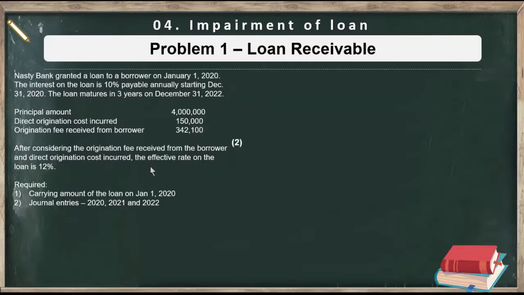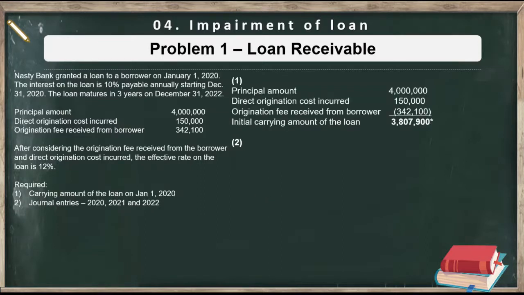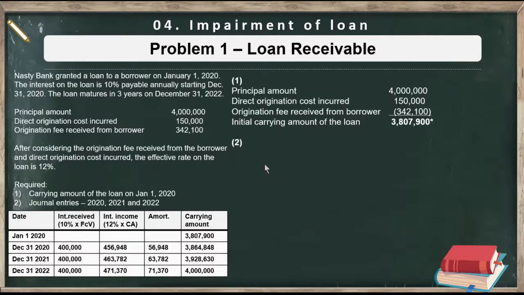After considering the origination fee, the effective rate is 12%. So the question for number one is, what is the carrying amount of the loan on January 1? The initial carrying amount of the loan would be equivalent to the principal plus the direct origination cost incurred minus the origination fee received. So the initial carrying amount is 3,807,900. And what would be the journal entries from 2020 to 2022?